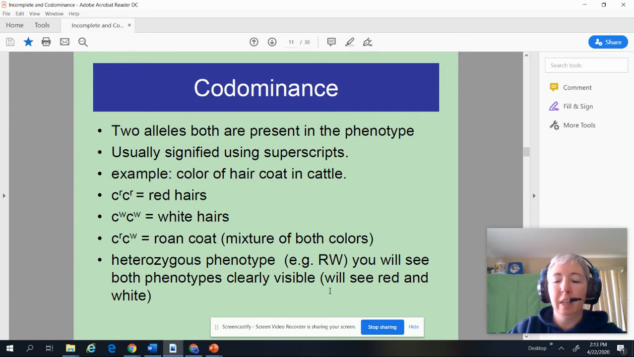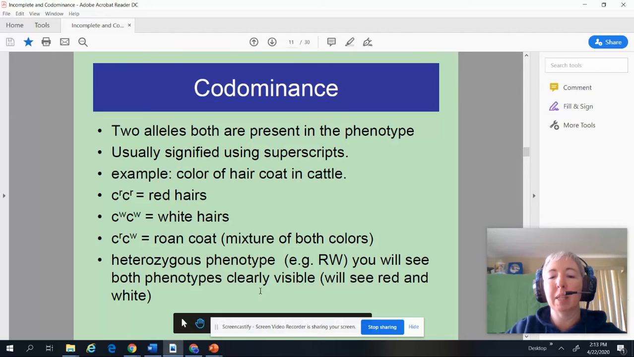So in codominance, two alleles are both present in the phenotype, but they do not mix. They are not going to mix together to create an intermediate color. They're going to both be there side by side. So the heterozygous phenotype is going to be both phenotypes clearly visible. You'll see red and white.